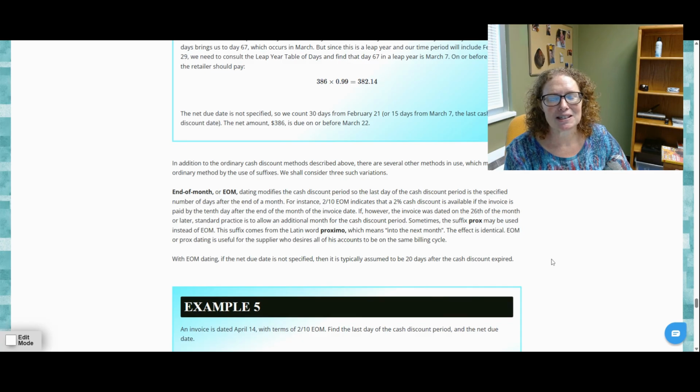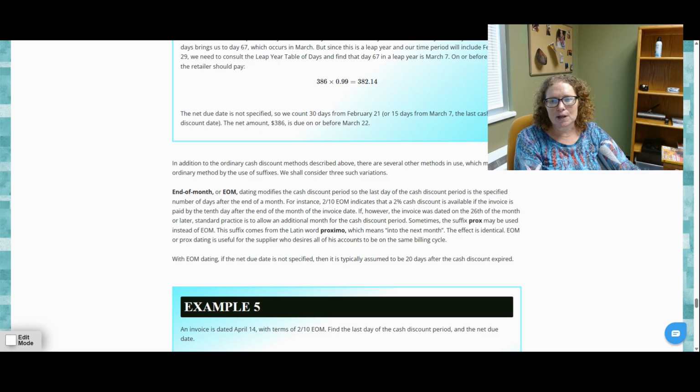Sometimes you'll see EOM, or end of month. That means that the last day of the cash discount period is a specified number of days after the end of the month. For example, if you have 2/10 EOM, then the 2% cash discount is available if the invoice is paid by the 10th day after the end of the month of the invoice date.